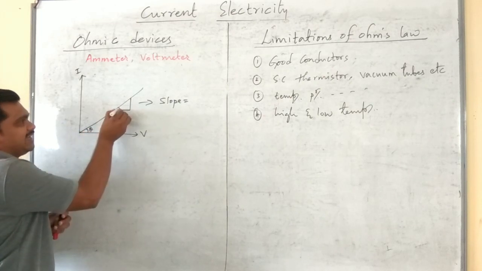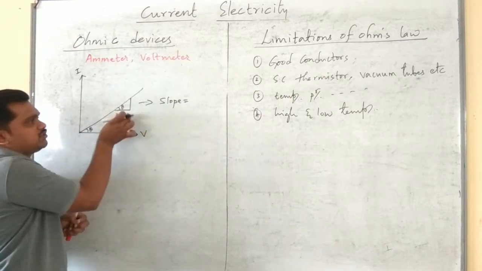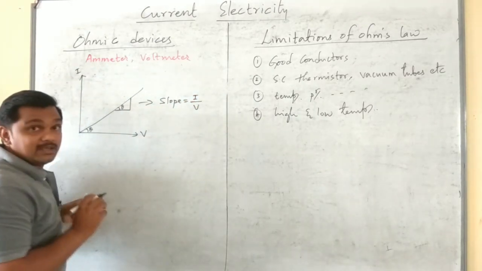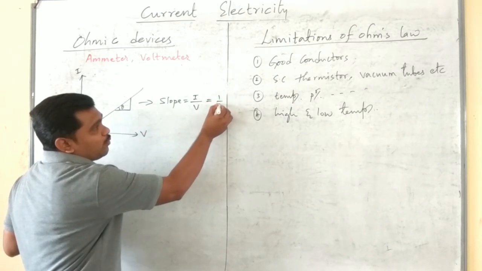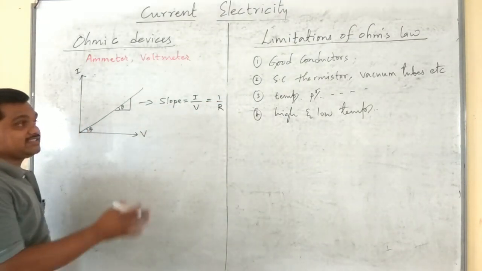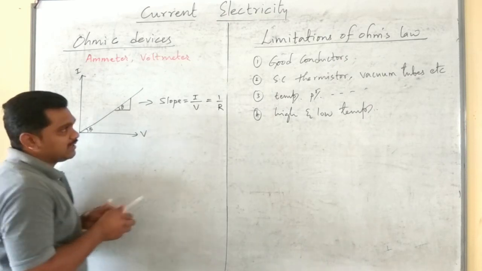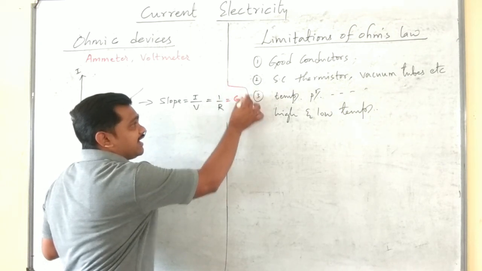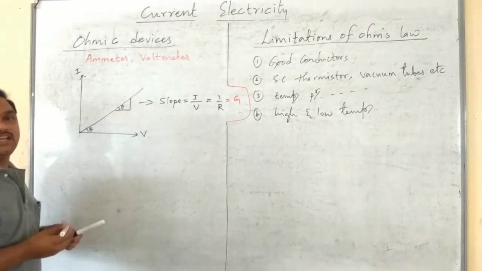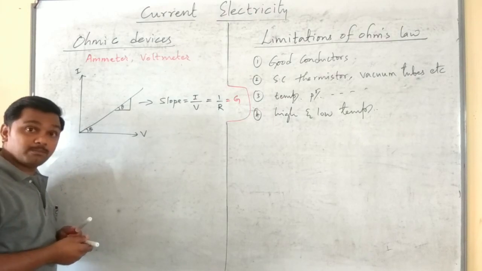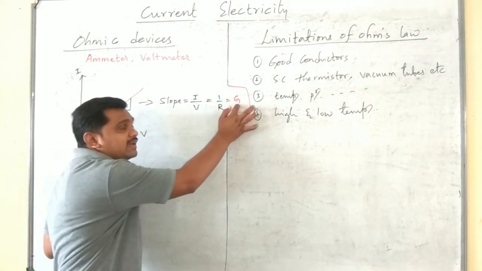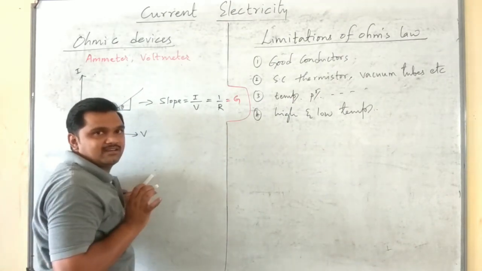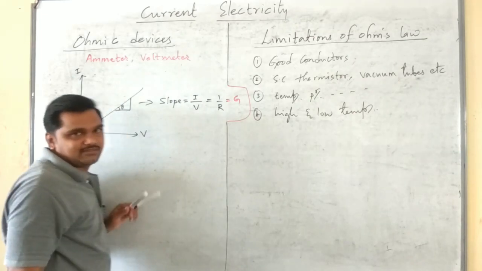Slope is tan theta, isn't it? Tan theta is opposite by adjacent. Opposite side is I, adjacent side is V. I by V is nothing but 1 by R, that is reciprocal of resistance. Please remember, the reciprocal of resistance is called conductance. The SI unit of resistance is ohm, whereas the SI unit of conductance is per ohm, otherwise siemens or mho, like that we represent.